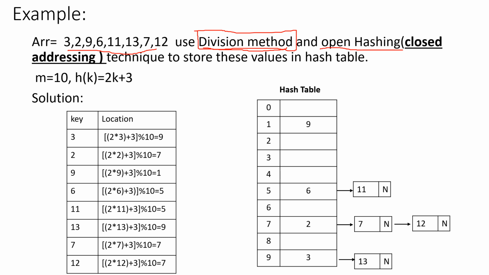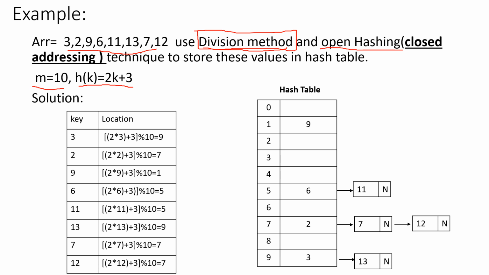So here in the question, the table size m is 10 and the hash function is given as 2k plus 3. You are going to use the division method, so what will you do? 2k plus 3 mod table size. That is your hash function.